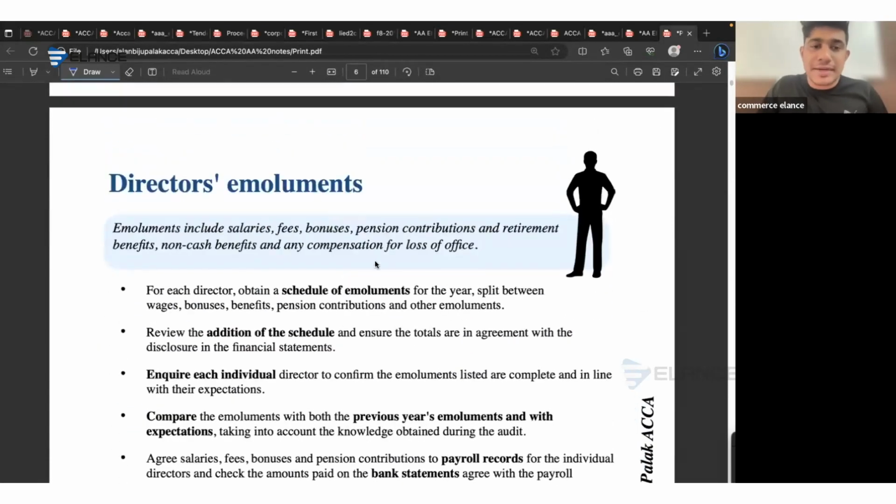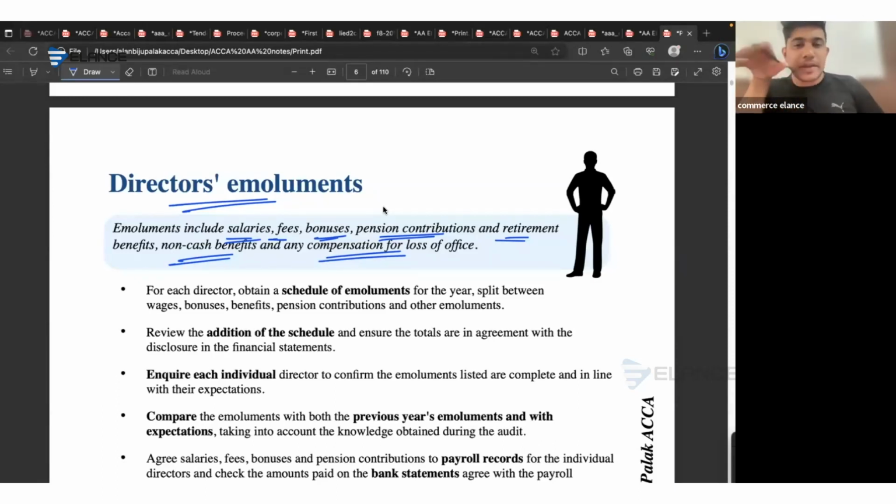Then we have studied about directors' emoluments. So everyone should have a proper understanding of the term emolument first. Basically, when it comes to the term emoluments, these are the set of payments that a company might be paying out for a director. It includes salary, fees, bonus, pension contribution, retirement benefit, non-cash benefit, compensation for the loss of office, and more. So these are the set of payments that will be made to a director.